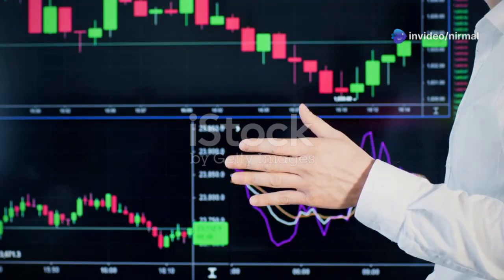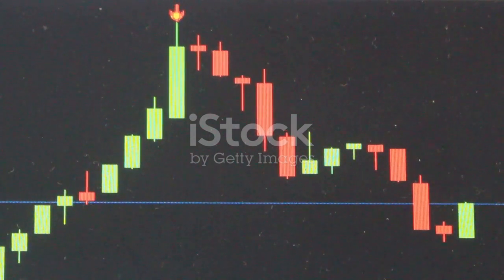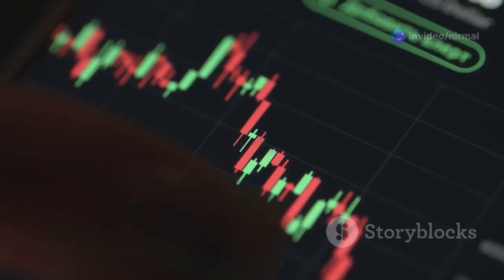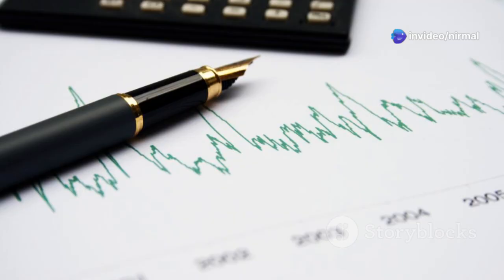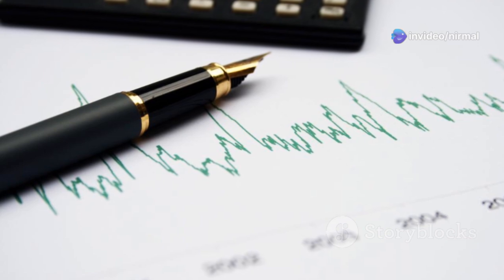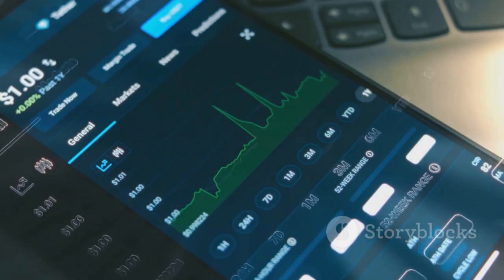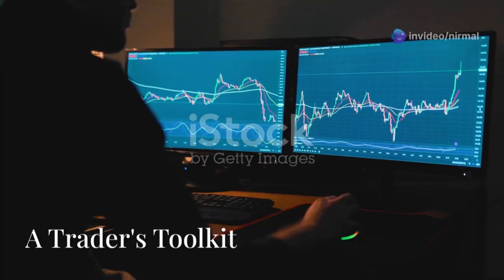Resistance is the opposite of support. It's the price level where selling pressure overpowers buying, halting an uptrend. Picture it as a ceiling for the price. At resistance, supply trumps demand. Buyers hesitate, sellers take profits. This creates a price barrier, preventing further rise. Similar to support, resistance levels can be created by previous highs, psychological levels, or trend lines.